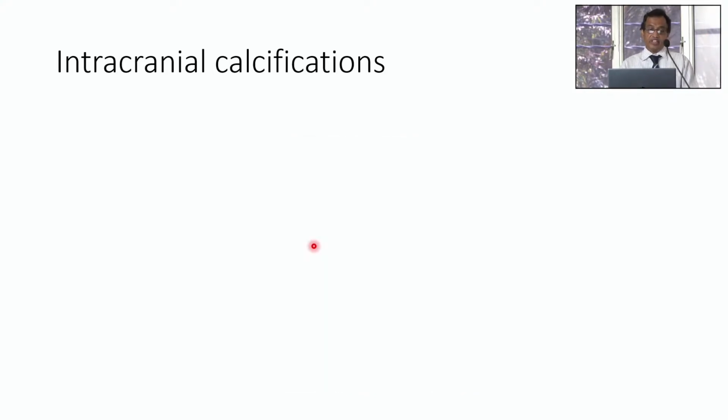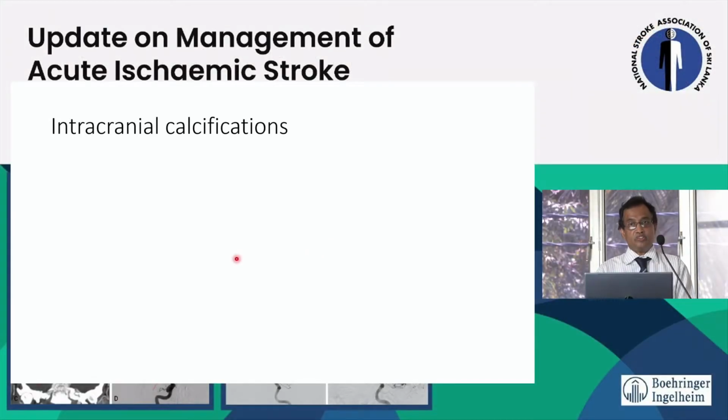Now I move into the intracranial calcification. In our setup, first we have to look for the finding of infarction, then we have to exclude the hemorrhage. So it is important to know the common intracranial calcifications because they can simulate hemorrhage.